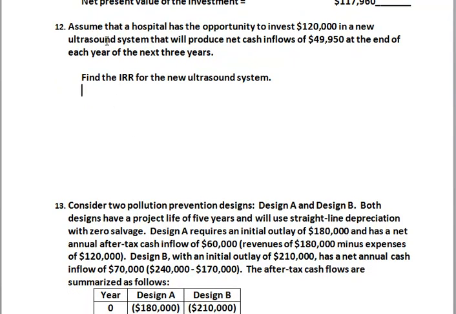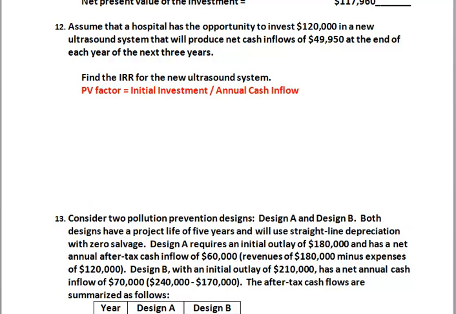Question number 12 says assume the hospital has the opportunity to invest $120,000 in a new machine that's going to produce net cash flows of $49,950 at the end of each year for the next 3 years. So we want to calculate internal rate of return. The first step is to find the present value factor. To find it, you take the initial investment and divide it by annual cash flow. Our initial investment is $120,000. Cash flow is $49,950. So that's going to give you a present value factor of 2.402.